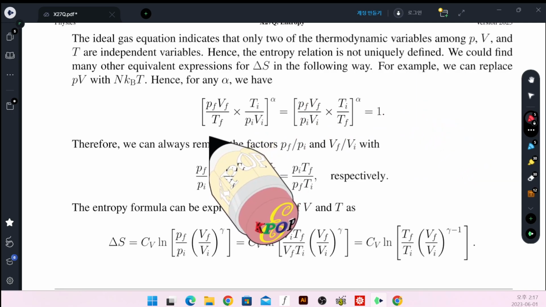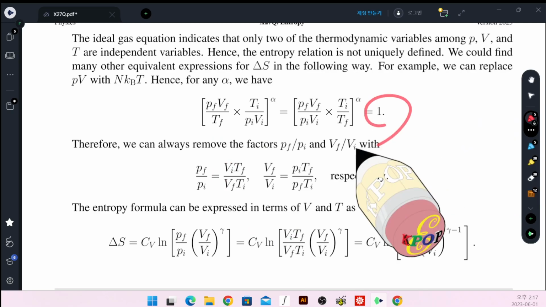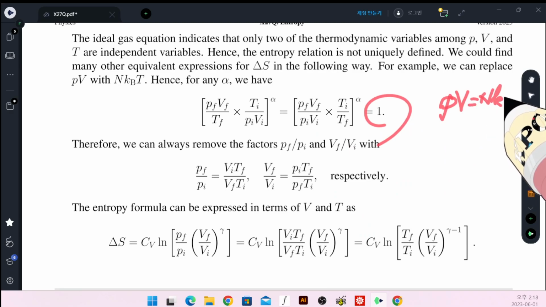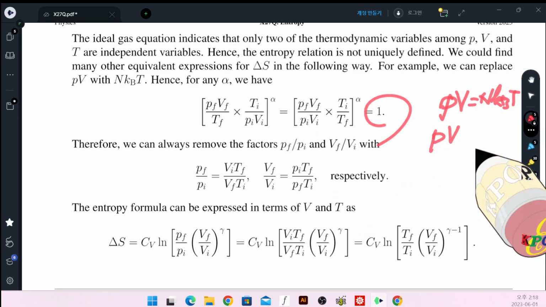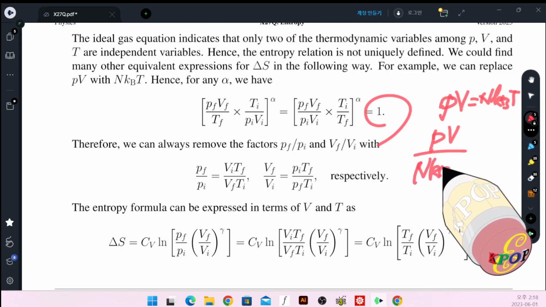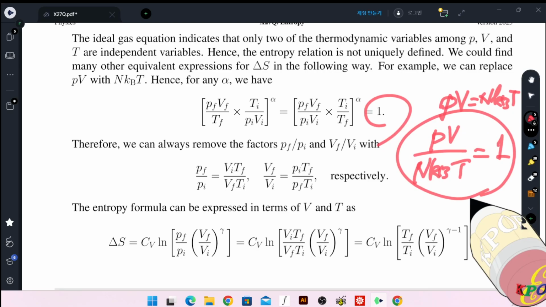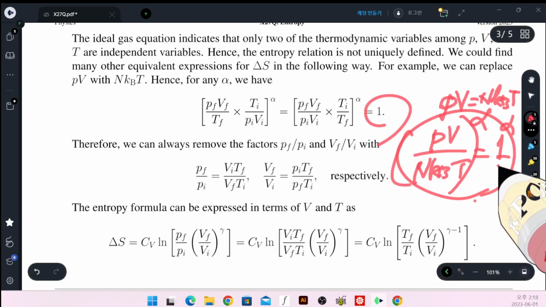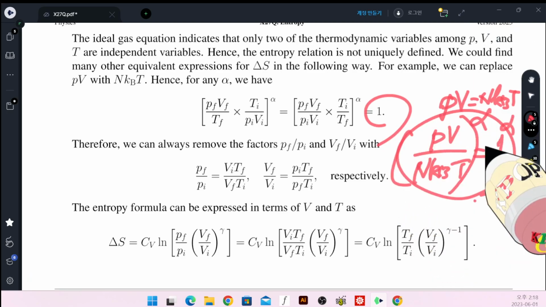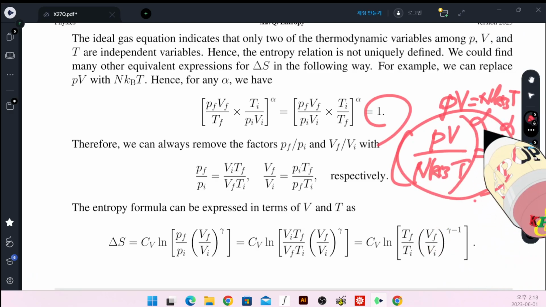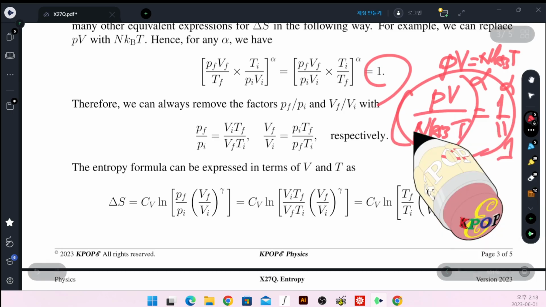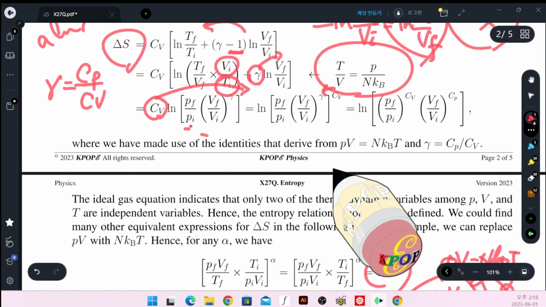Because of PV equals NkBT, we can always multiply by 1, that is PV over NkBT, which equals just 1. Because unity to the alpha is also unity, we can multiply this factor with an arbitrary power. That does not change the final result. Instead, this multiplication simplifies the expression in terms of only two variables.